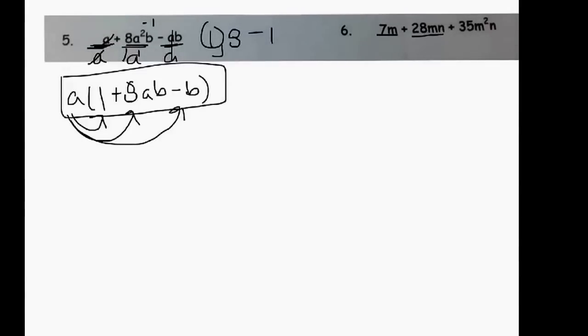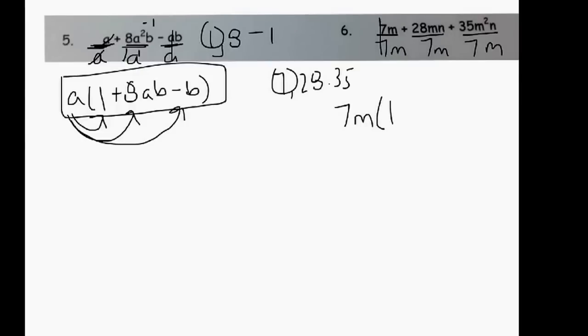Here, 7, 28, and 35. 7, 28, 35. Does 7 go into all of them? The answer is yes. Do they all have an M? Yes. What's the least number of M's? M to the 1. Do they all have an N? No. So 7M, 7M, 7M.